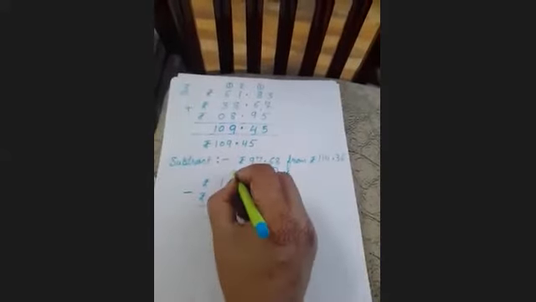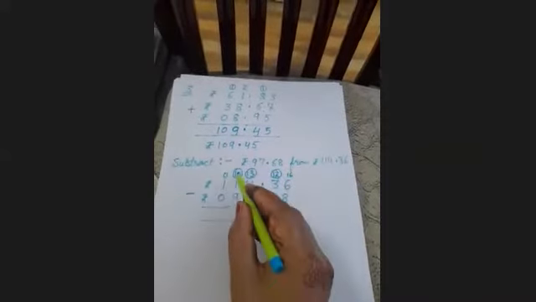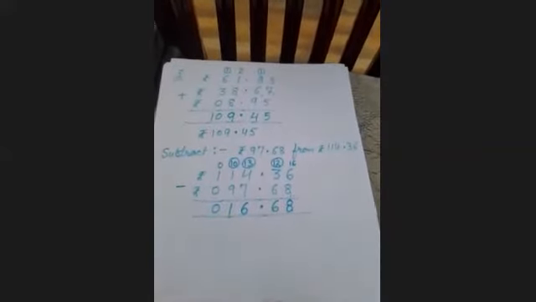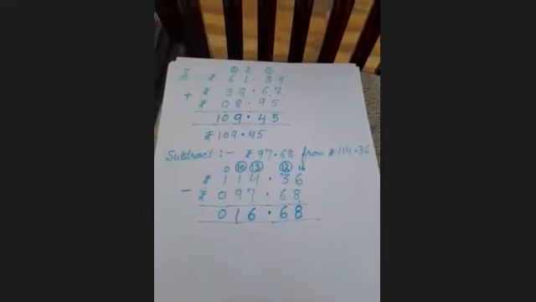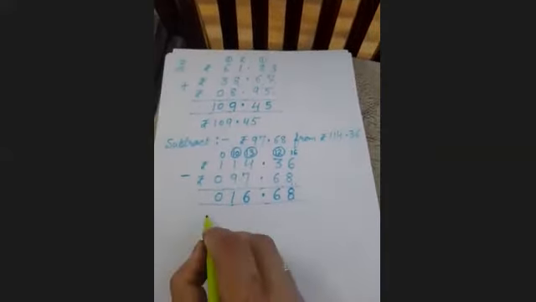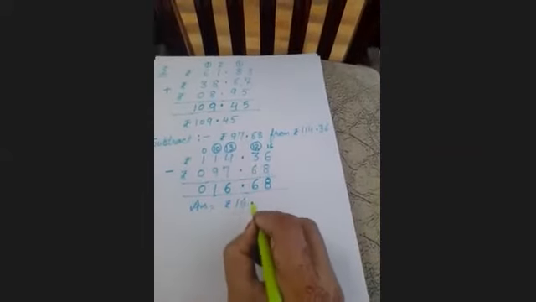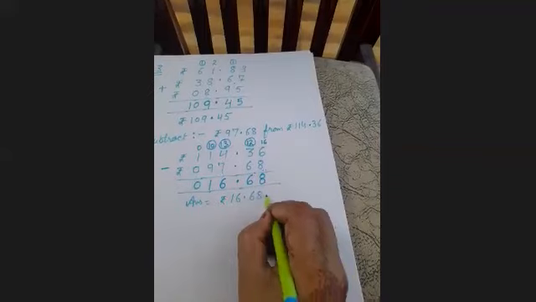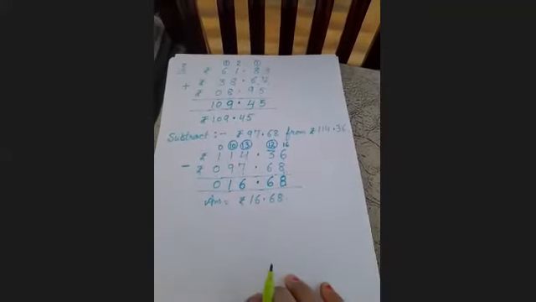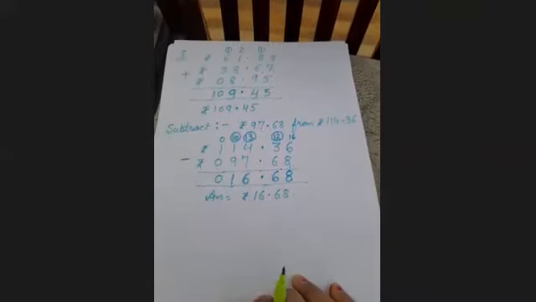0 minus 9. Again, borrow 10 points. We have 10. Now 10 minus 9 is 1. So students, your answer is rupees 16 and 68 paise. Clear, students?